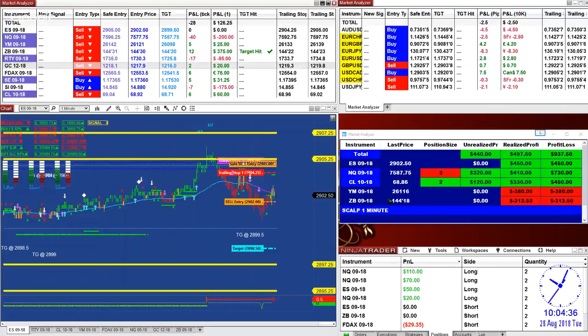This blue market analyzer is your scalper, and you can also see on the NinjaTrader 8 controller, those are your swing trading, which is a totally different system.